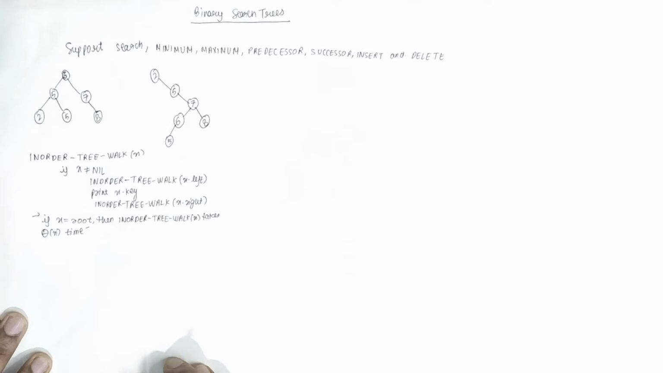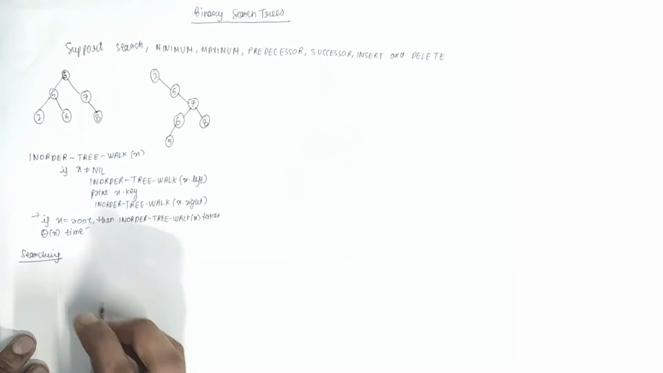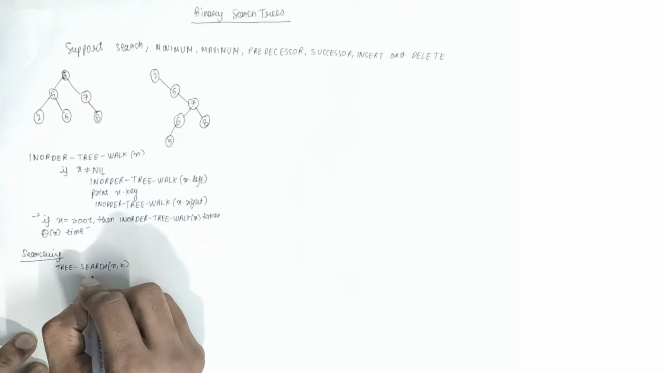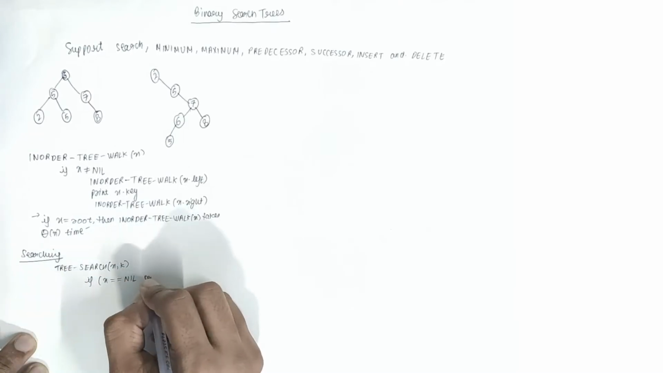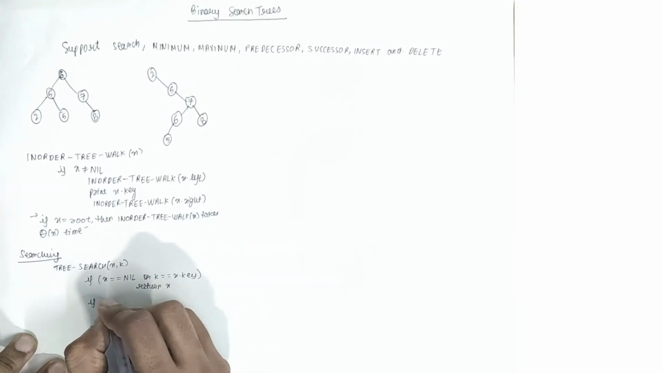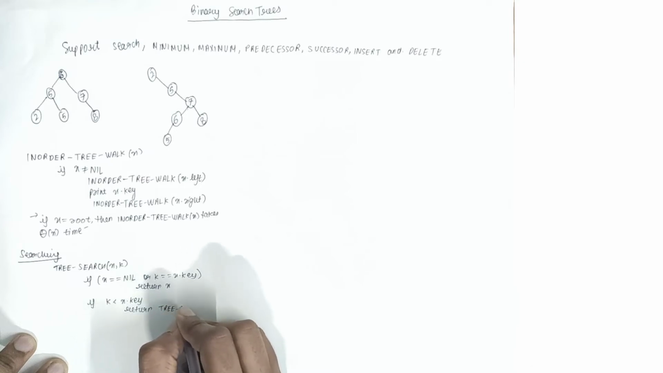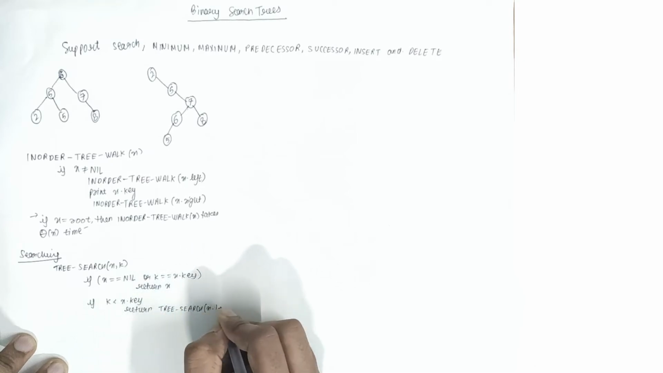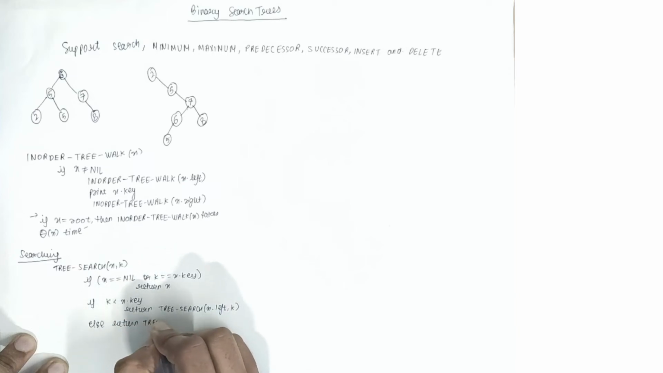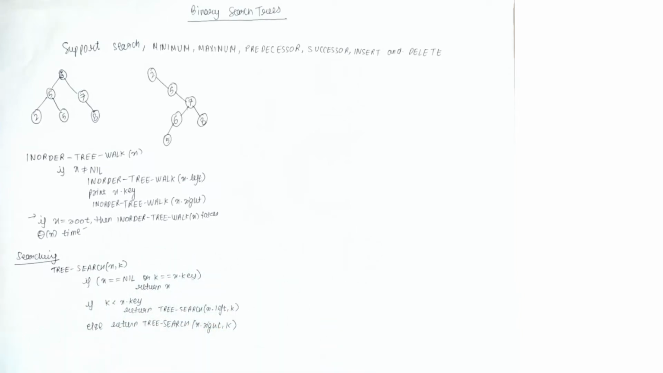Now for searching, suppose that we are searching for the value k and x is the root. Then if x becomes null, we basically return x, or if the key that we are searching for is equal to x.key, then also we return x. This is the base case. Otherwise, if k is less than x.key, then we search for k in the left subtree, because we are storing less than values in the left subtree, and otherwise we search in the right subtree.